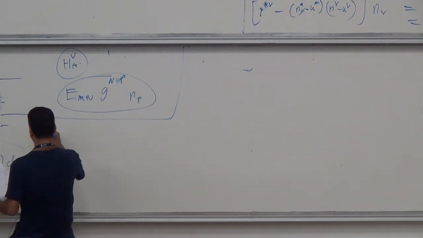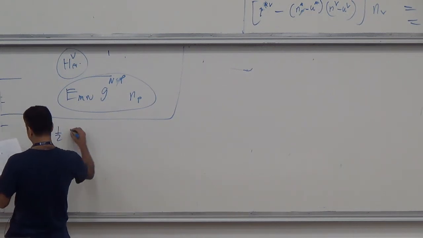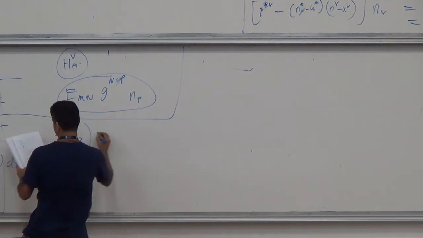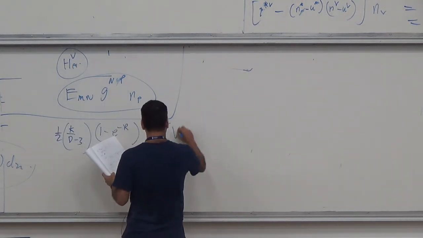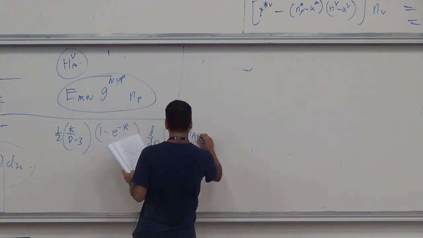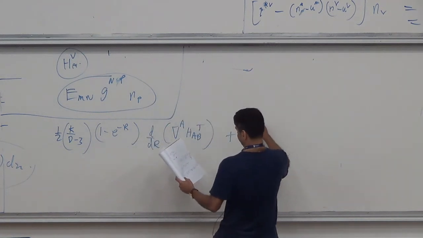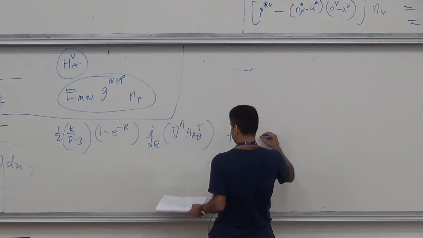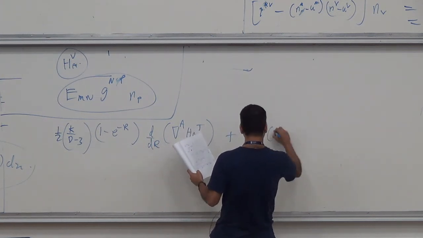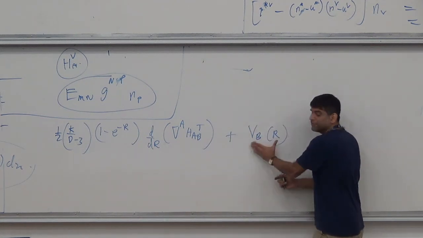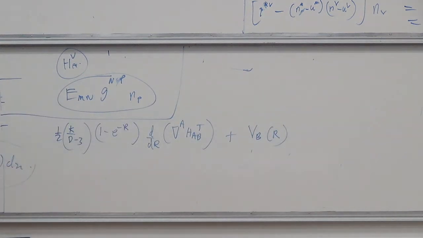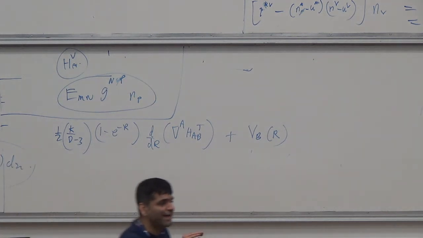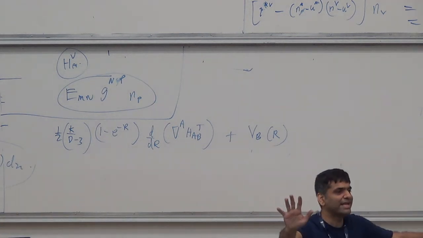The constraint equation turns out to take the following form: k by t minus 3, 1 minus e to the power minus r times d by dr of del a h a b t, plus some source term, gamma b of r, some given source term. Okay, I'll tell you about the source term in a moment, but some given source term. This constraint equation is some function that's evaluated all over. But I've already given you the assurance that I only need to evaluate the constraint equation at one value of r. Then if I deal with the dynamic equation, I'm okay.